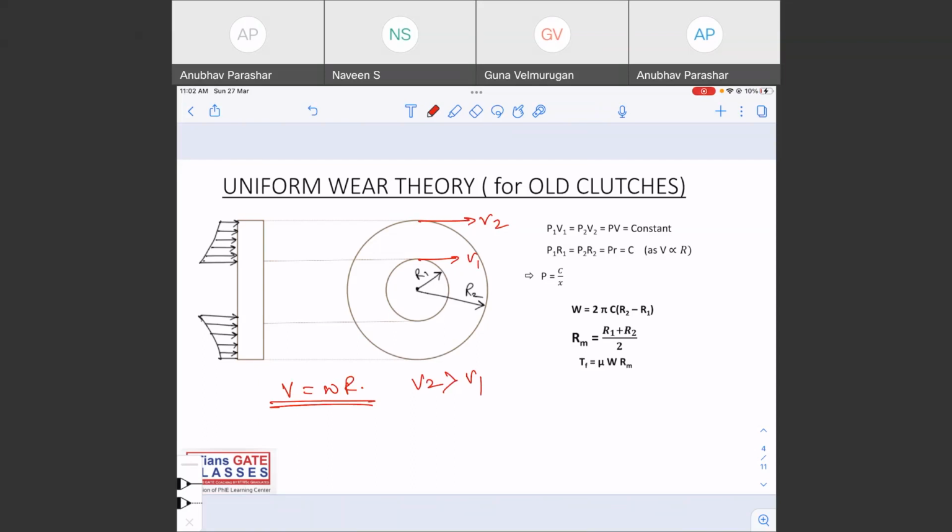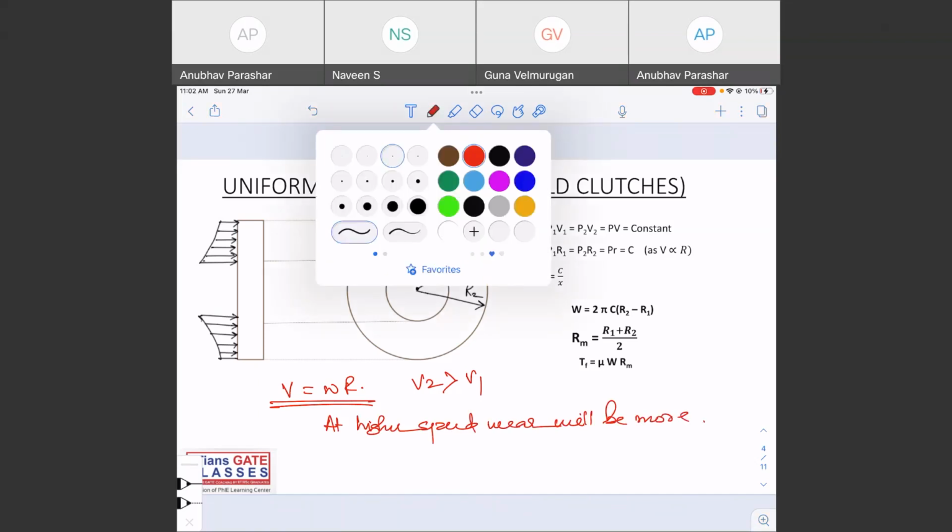Because velocity is directly proportional to radius, v2 is going to be greater than v1. So at higher speed, definitely the wear will be more. This is the actual condition.